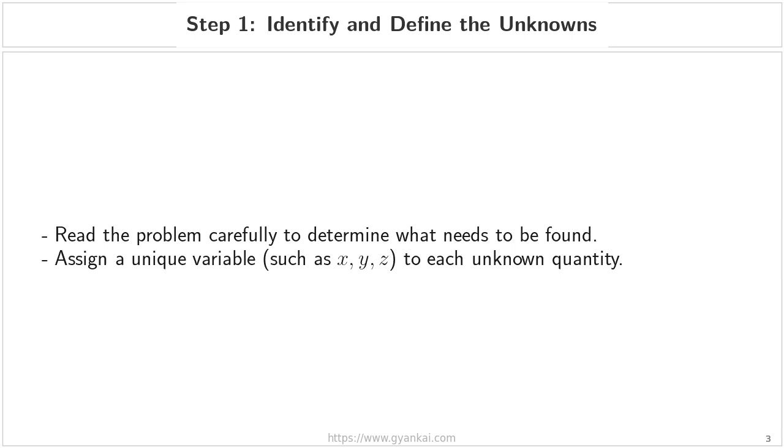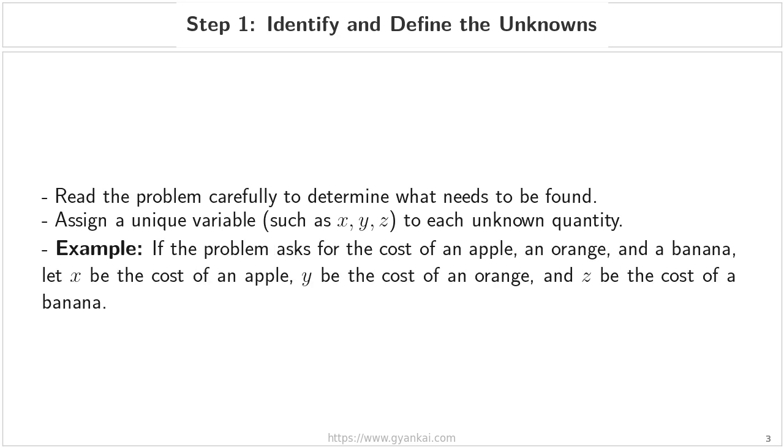Once you have identified these unknown quantities, you need to assign a unique variable to each one. We typically use simple letters like x, y, or z to represent these values. This keeps our mathematical model organized. To make this clearer, let's look at a quick example. Suppose a word problem asks you to find the cost of an apple, an orange, and a banana. To start our model, we would explicitly state, let x be the cost of an apple, let y be the cost of an orange, and let z be the cost of a banana.